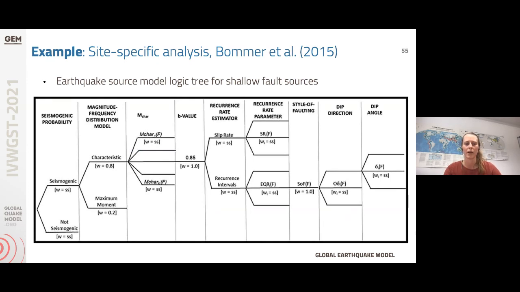As you move from a nationwide analysis to a more specific, site-specific analysis, the source model logic tree could grow even larger. So this is an example for an analysis of one specific site that was of high priority, in which multiple different parameters within the MFD were considered, different styles of faulting, different dip directions, different dip angles, and the logic tree gets larger and larger.